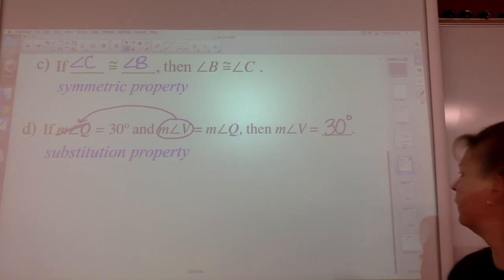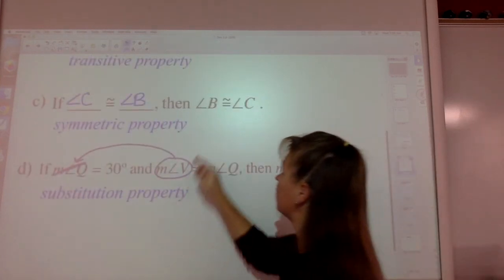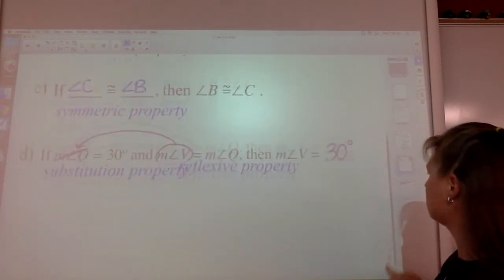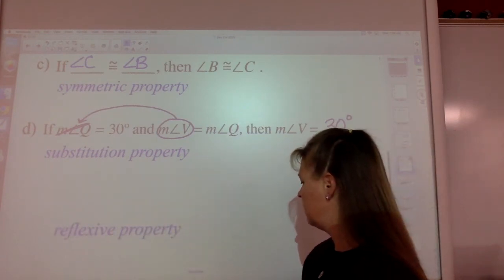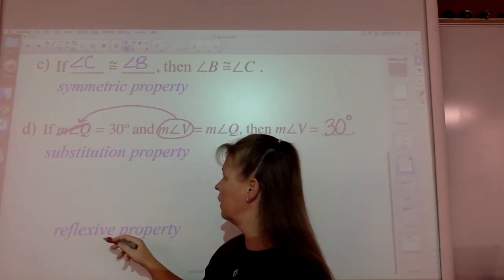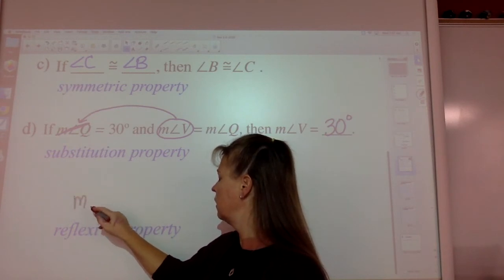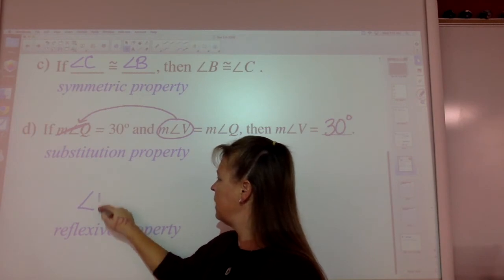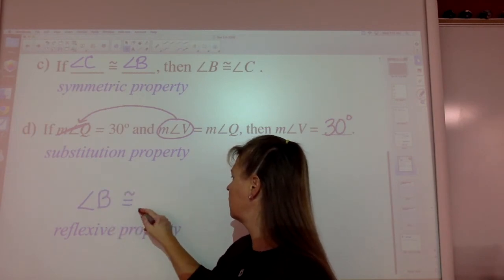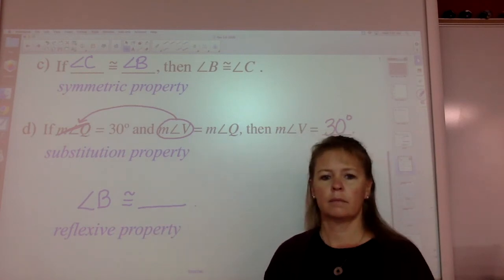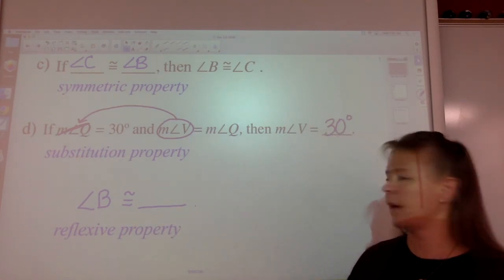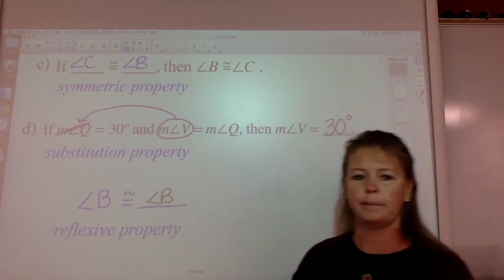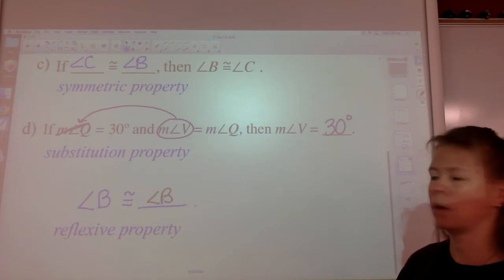Substitution property. So let's go back up to the one that I screwed up with the reflexive property. When would we use the reflexive property? What would that look like? Maybe just an angle. Angle B is congruent. How do you do the reflexive property with that? Angle B is congruent to angle B. Maybe add that one on your notes since I goofed one up.